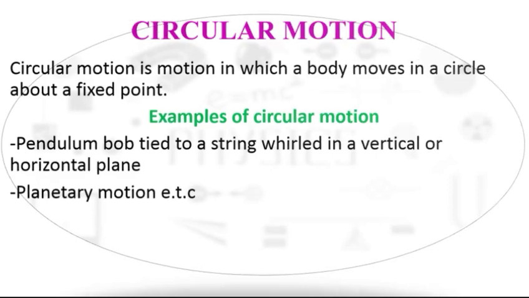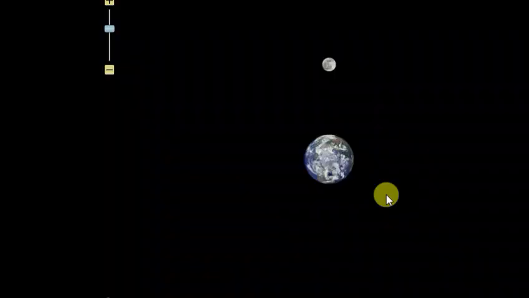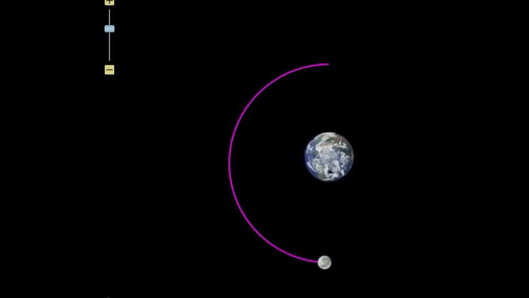Let's look at this illustration. Okay, so now let's look at these two bodies. For example, I've used this sample as our body which is describing a circular motion. We have here our planet Earth. We have the moon that is rotating around the Earth. So the moon is describing a circular motion. For example, you can see it is moving in a circular motion.